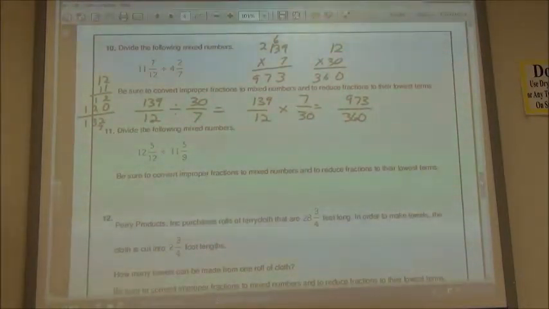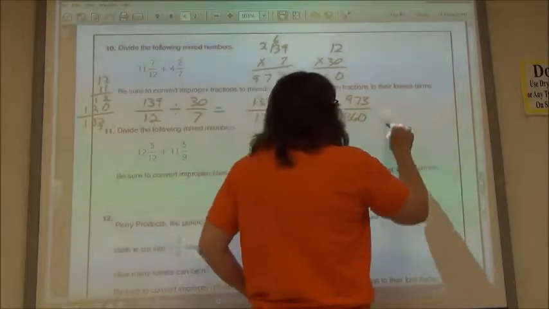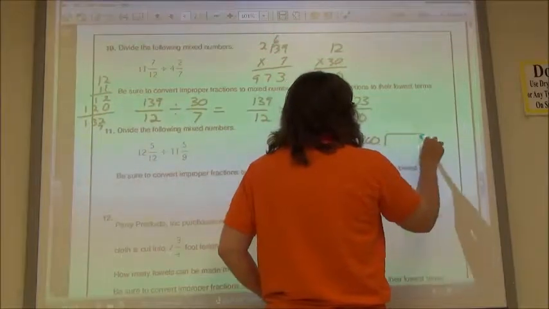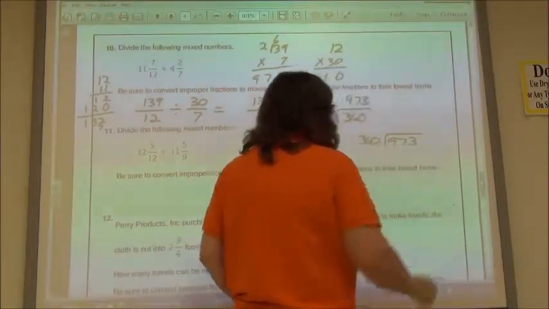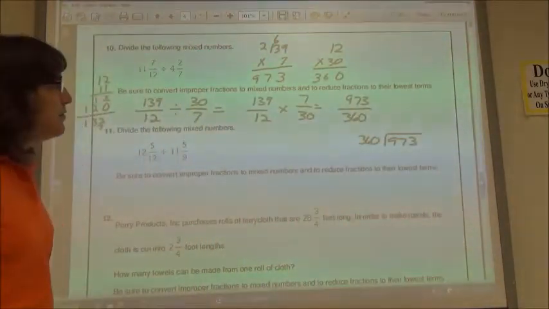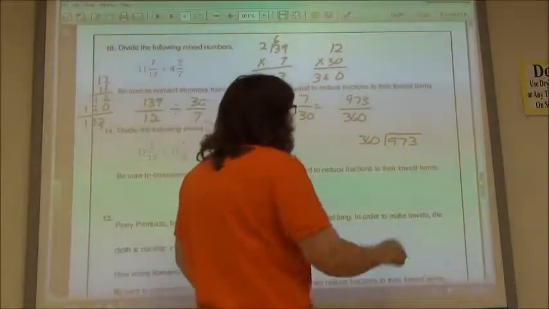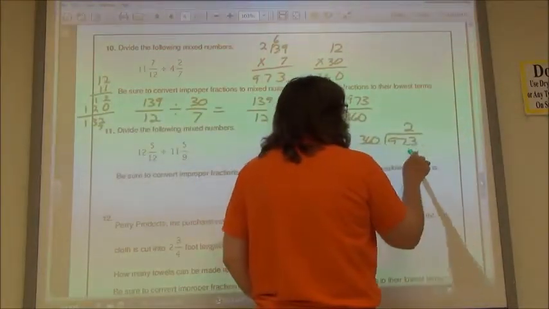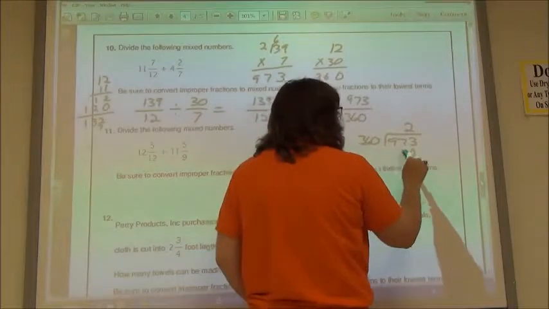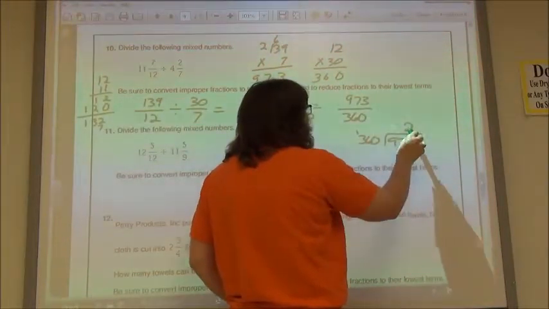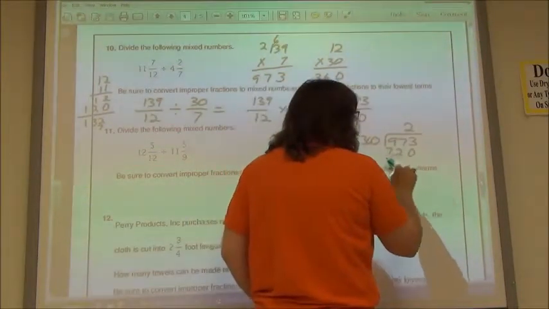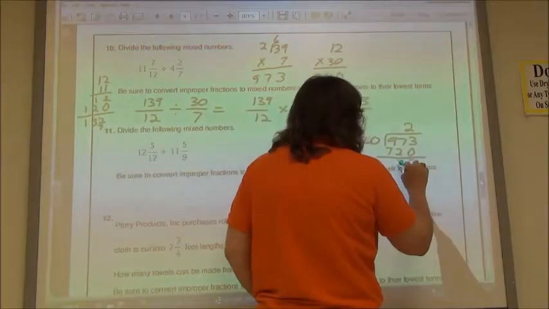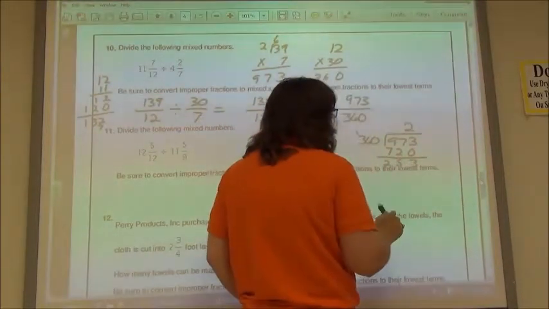Now I have to go ahead and divide that out to make my improper fraction. So 360 into 973. I think 3 times is going to be too big, so I'm going to have to go with 2 times. 2 times 0 is 0. 2 times 6 is 12. Carry my 1. 6 plus 1 is 7. And so I get a 3, a 5, and a 2 left over.